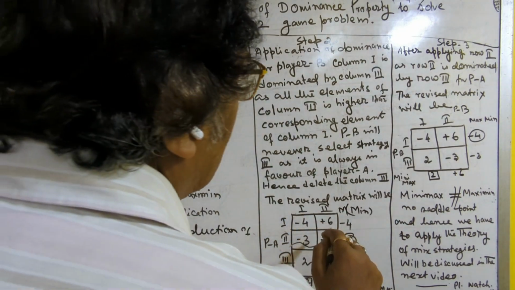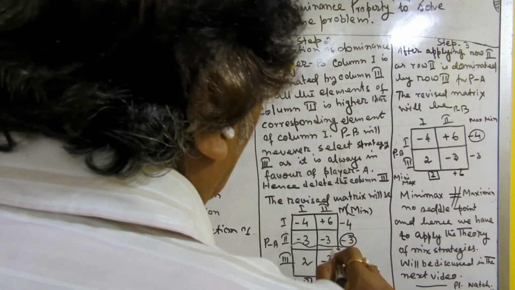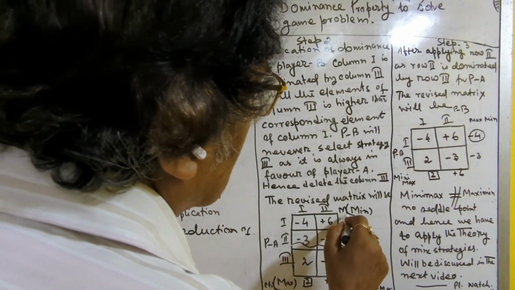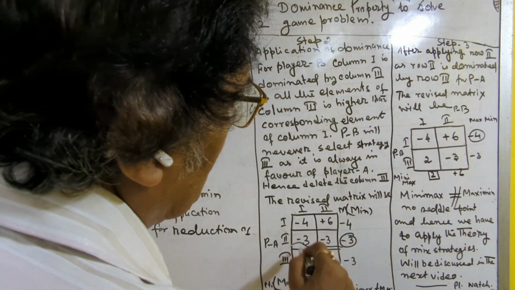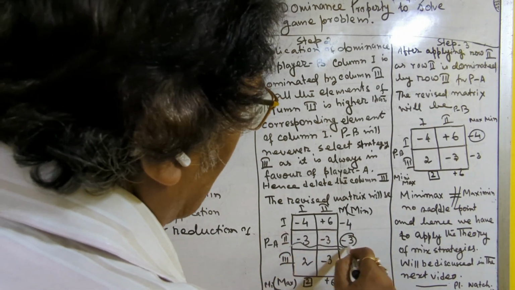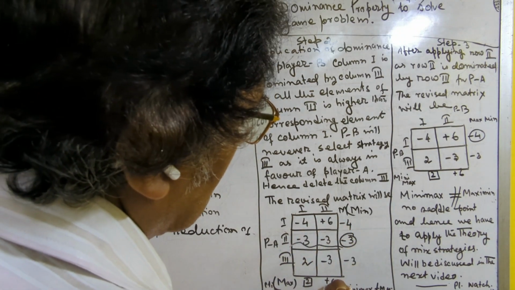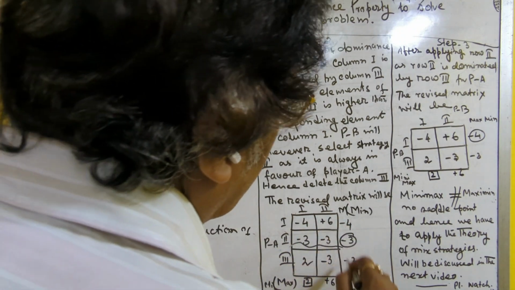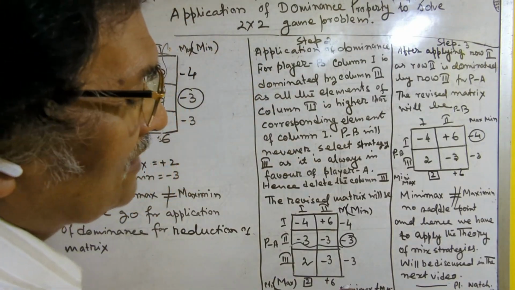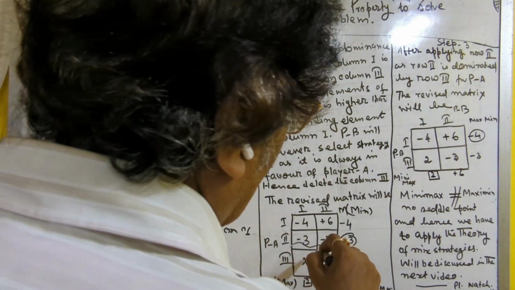Again, we will check by minimax maximin theory whether there is any equilibrium point, saddle point, or final solution of the game. That's why I am not going to discuss in detail. This is the application of minimax maximin theory. The minimum values are -4, -3, -3, and the maximum values are 2 and +6, the minimum of this, and both minimax and maximin are not the same. That means again a saddle point does not exist or no solution is available.